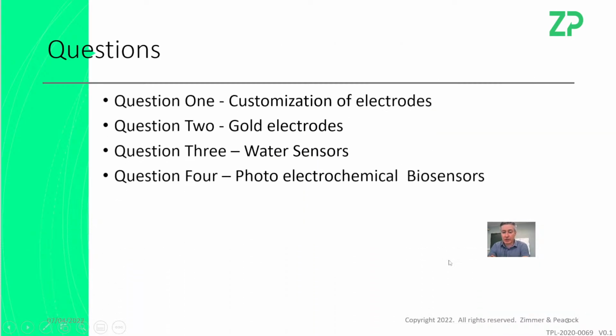Right, so questions that we had this week. I thought this was an interesting question. Somebody contacted us and said, we talked to one of the vendors in this space, and they said, look, if you really want some excellent electrodes, go and speak to Zimmer Peacock. So we appreciated the recommendation, and I'll talk about customization of screen printed electrodes. I'll also talk about gold electrodes. I really just want to talk about the price of gold at the moment. It's not hard to say it's spiraling, and it could really affect.